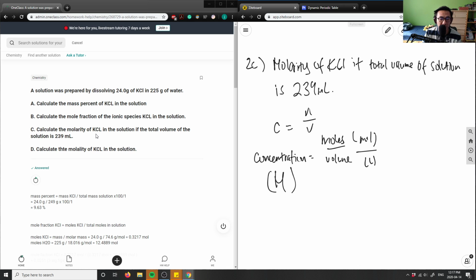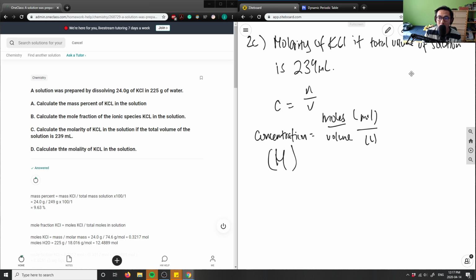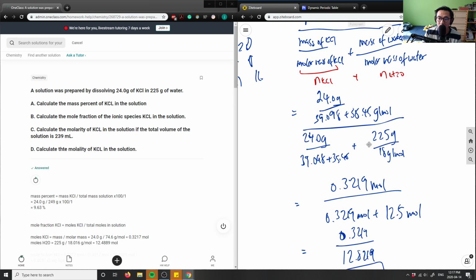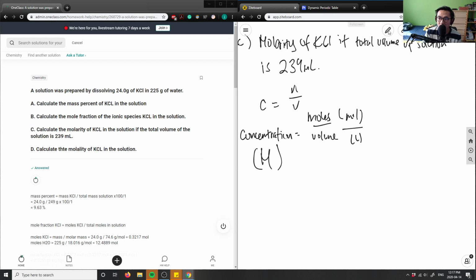So to calculate the molarity of KCl in the solution if the total volume of the solution is 239 milliliters, what we can do is we already have the moles of KCl. We solved for it here. We know moles of KCl is 0.3219. So I can simply say this is moles of KCl, and we're dividing it by the total volume of solution, 239 milliliters. But we have to convert milliliters into liters.